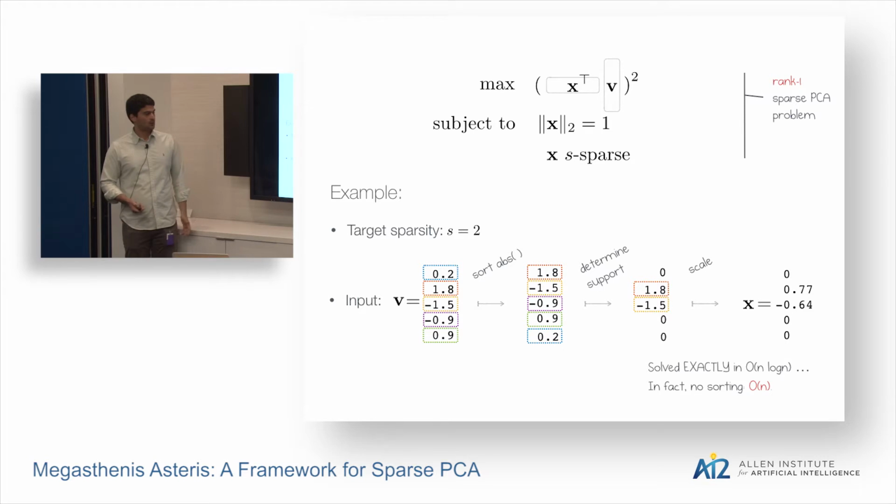That was pretty easy. So all we had to do is actually sort the entries of this input vector v. So we solved the rank 1 sparse PCA problem in order n log n. In fact, we don't even have to sort. There is a slightly more tricky and clever way to get the s largest entries, so we can solve this problem in linear time. Questions?